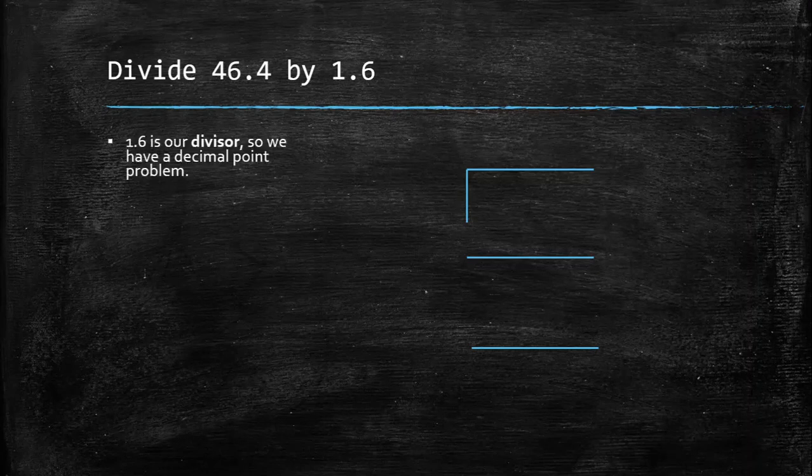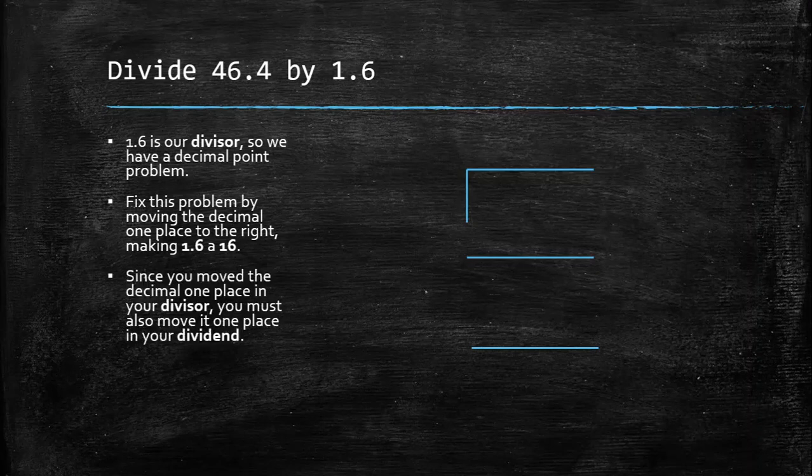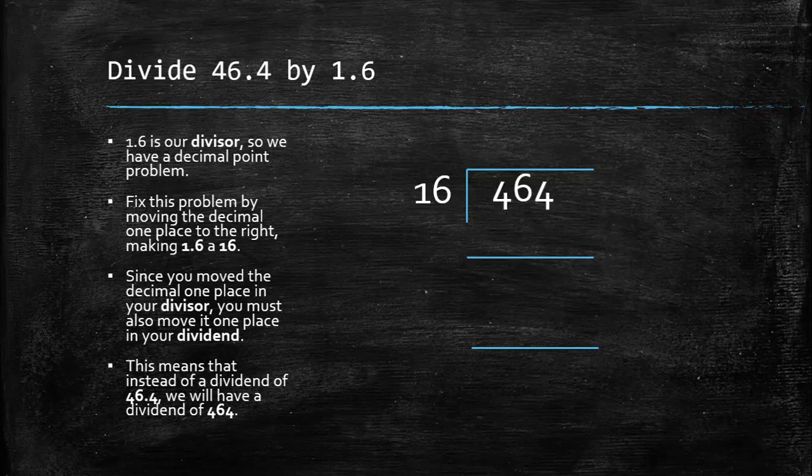So we've got a problem. 1.6 is our divisor, and we don't want to divide by 1.6. We want to divide by something that's a whole number. So we fix this problem by moving the decimal one place to the right. So now all of a sudden our 1.6 is now 16. Since we moved the decimal one place to the right in our divisor, we also have to move it one place to the right in our dividend. So that means instead of a dividend of 46.4, we're going to have a dividend of 464. So we moved both of them to the right, and we're going to get the same answer. So 46.4 divided by 1.6 is the exact same as 464 divided by 16.